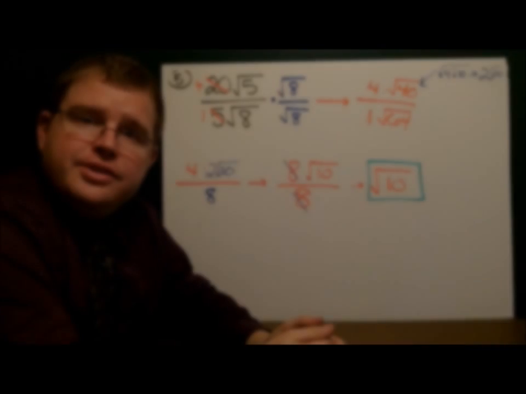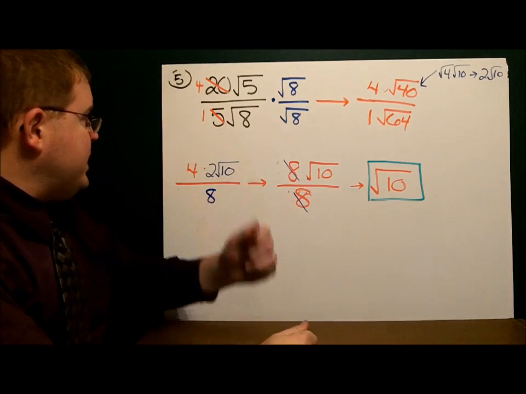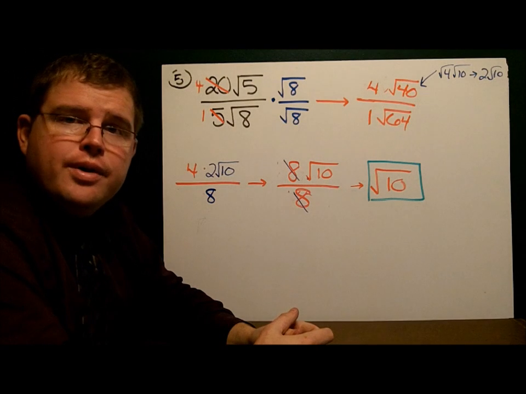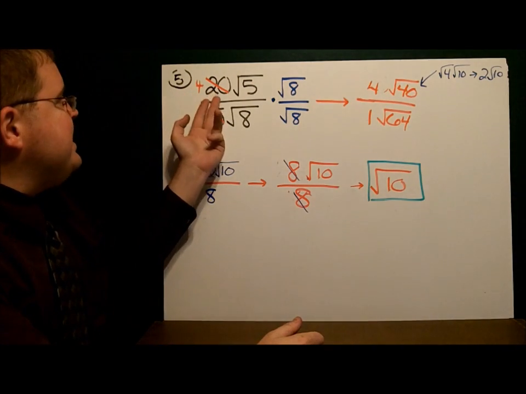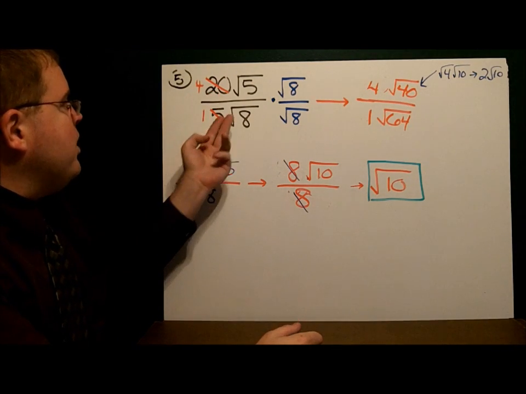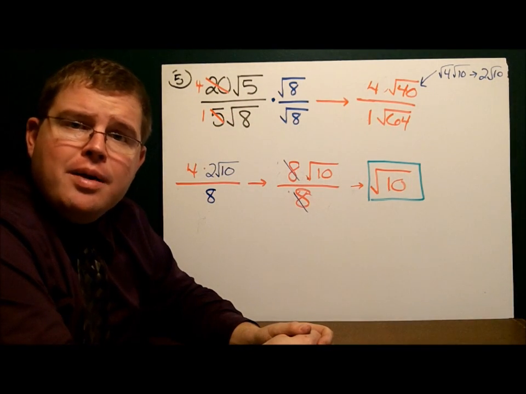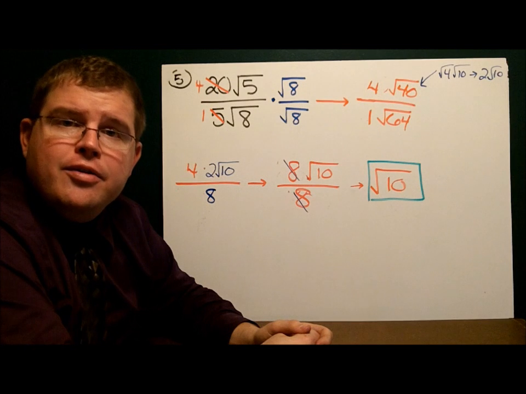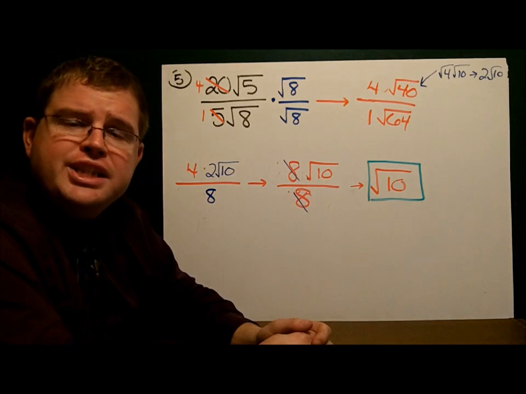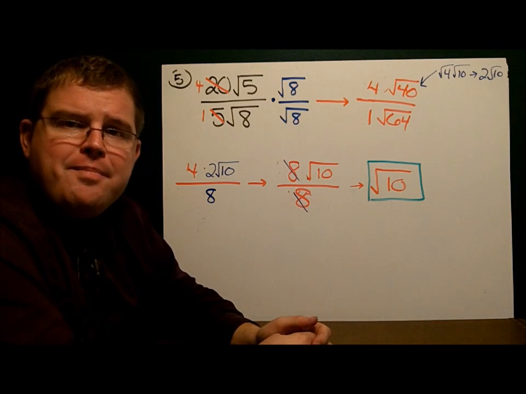Let's take a look at the answers. In example 5, we had 20 square roots of 5 over 5 square roots of 8. I could divide the outsides, that became 4 and 1, but my square roots didn't simplify. I still have the problem of a square root in the denominator of my fraction. And tradition says I don't want to have that.